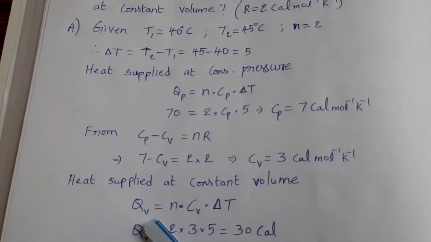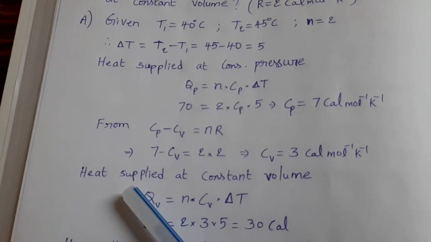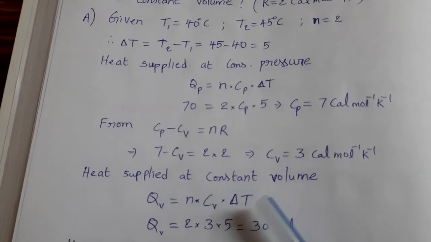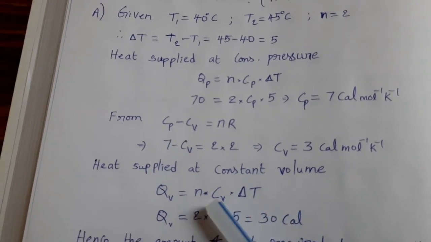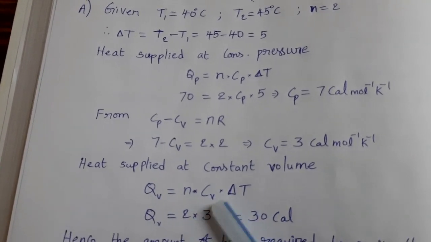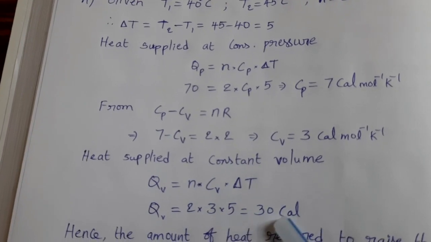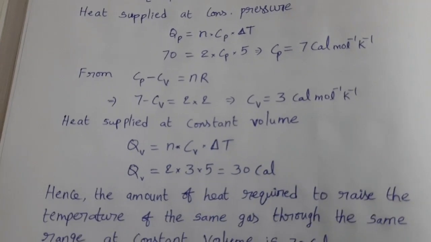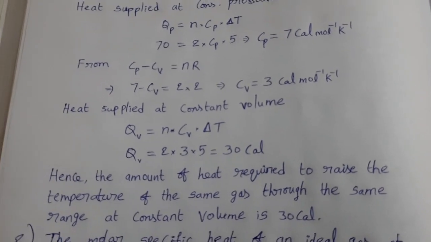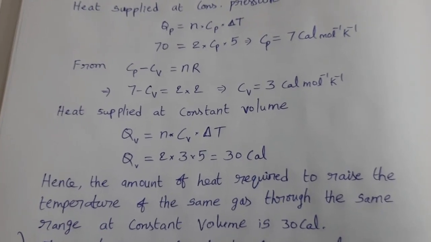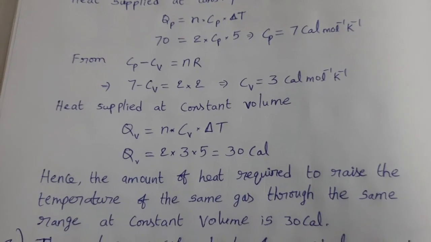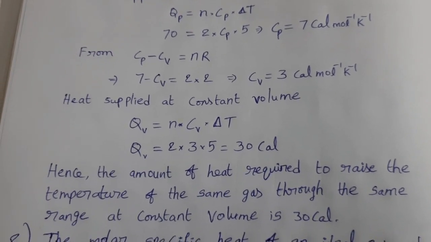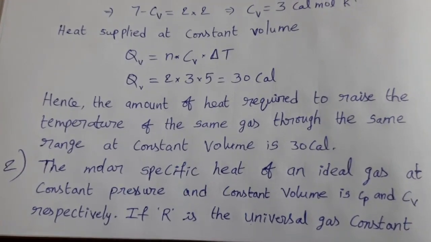Now QV we should find out. Heat supplied at constant volume, QV equal to n into CV into delta T, number of moles 2, CV 3, delta T 5, 30 calorie. So hence the amount of heat required to raise the temperature of the same gas through the same range at constant volume is 30 calorie. Okay, see the next one.